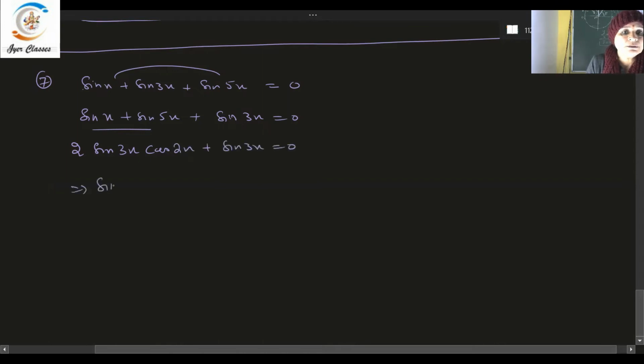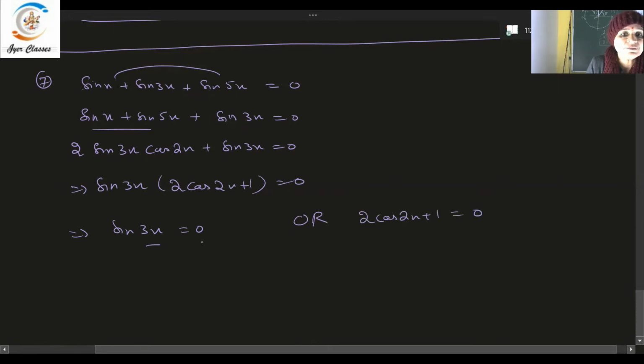I can take out sin 3x common, 2 times of cos 2x plus 1, that is equal to 0. इसका मतलब क्या है? Sin 3x is equal to 0. Or you can have 2 times of cos 2x plus 1, that is equal to 0. If sin 3x is equal to 0, 3x is equal to क्या आ जाएगा?